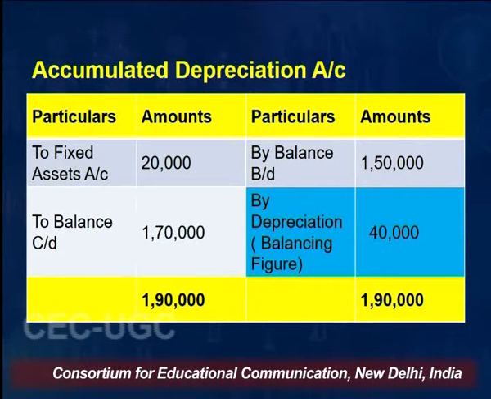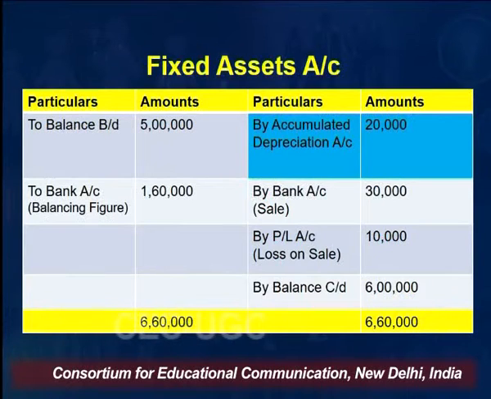So what is the purpose behind preparing this accumulated depreciation account? It actually has twin objectives. One is that we should know by how much amount your fixed assets account should be credited, and second is how much amount you should take from profit and loss account on account of depreciation. Now the same counter treatment will be there in the fixed assets account.